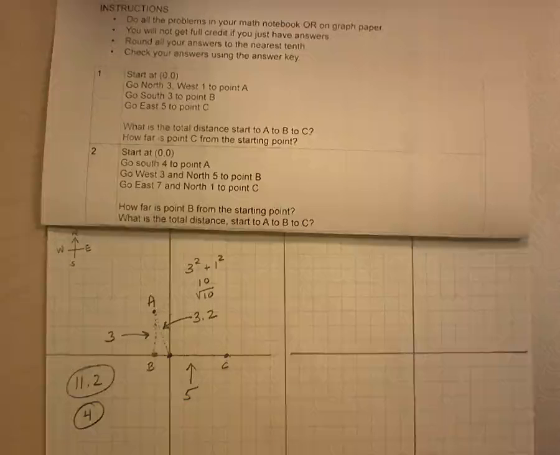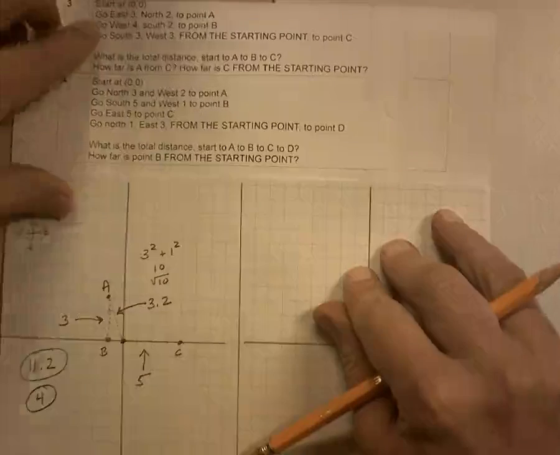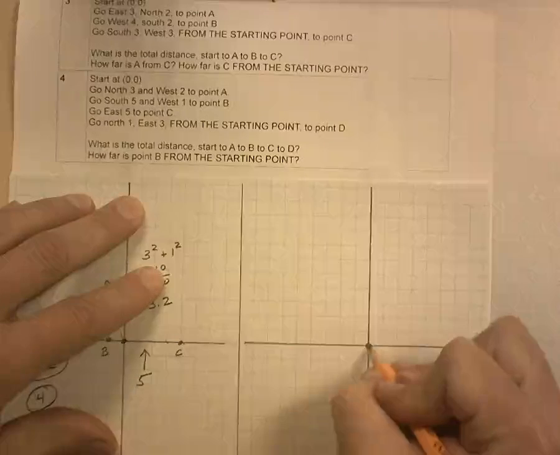That was good. Now I'm going to do number 3, which is similar, but it has one added twist to it. And it's right here. It says start at 0, 0. Well, there I am at 0, 0.